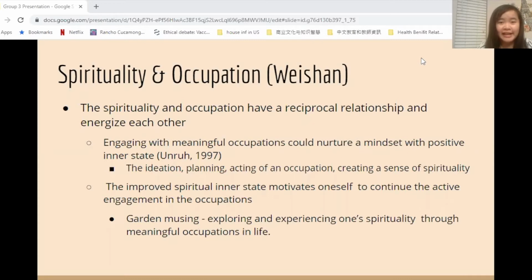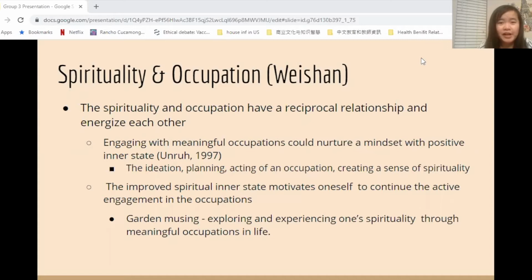Studies show that engaging in meaningful occupations could nurture one's inner state. Wolowski and Wacko in 1994 argued that the active planning and doing of an occupation could give meaning to the participants and create a sense of spirituality.